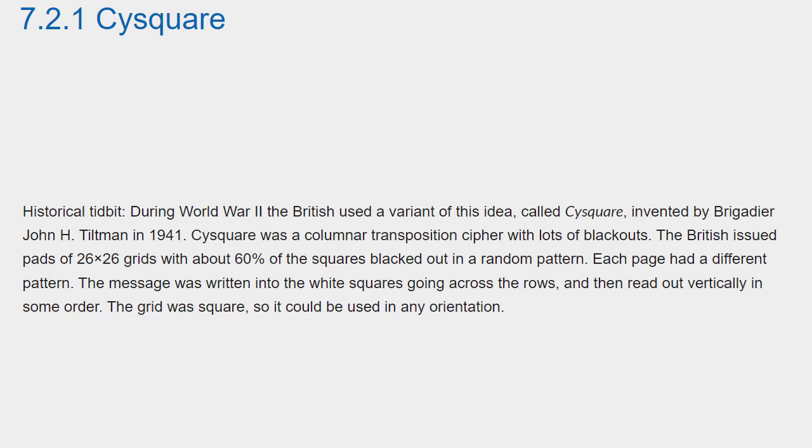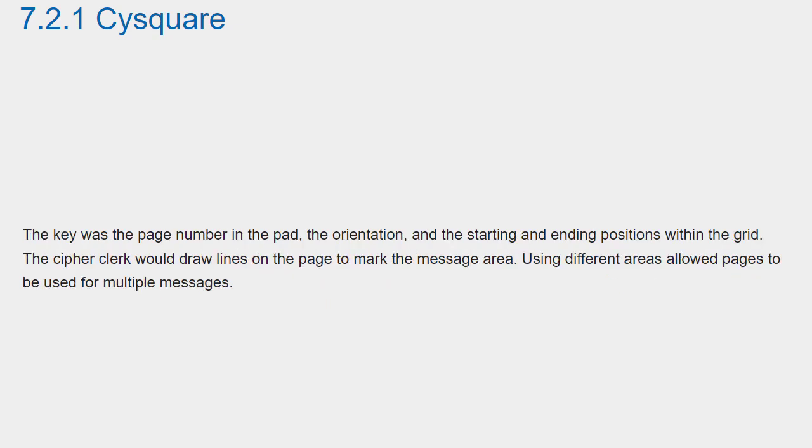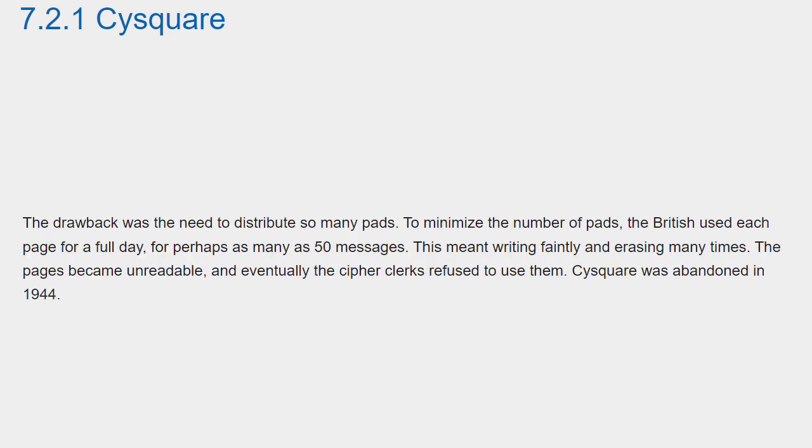The message was written into the white squares going across the rows and then read out vertically in some order. The grid was square, so it could be used in any orientation. The key was the page number in the pad, the orientation, and the starting and ending positions within the grid. The cipher clerk would draw lines on the page to mark the message area. Using different areas allowed pages to be used for multiple messages.